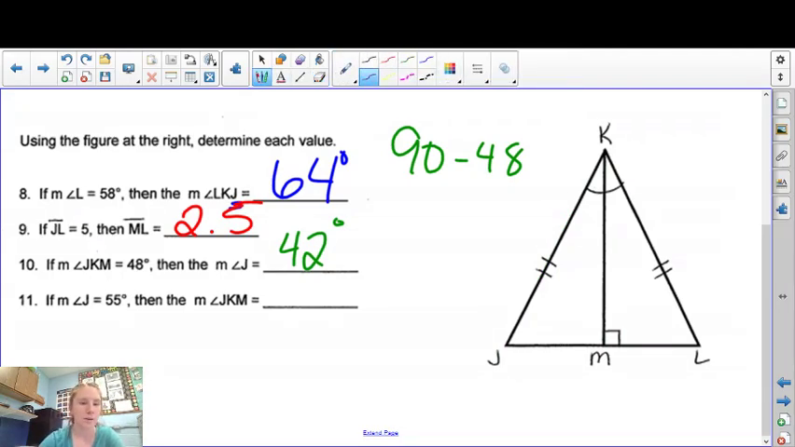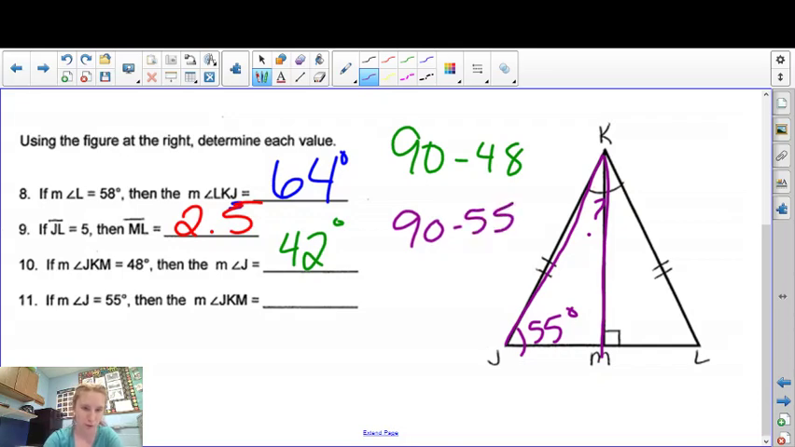And then my last one, if angle J is 55 degrees, then J to K to M is what? Well, again, I took off the 90, so 90 minus 55 is what, 35?